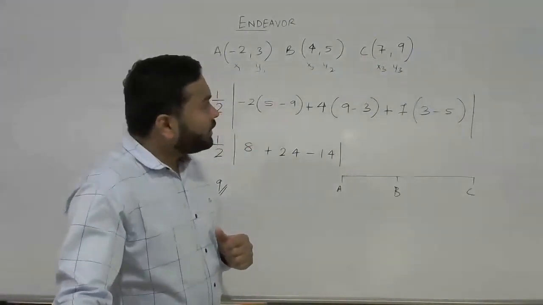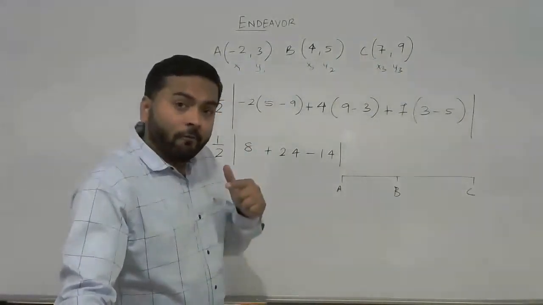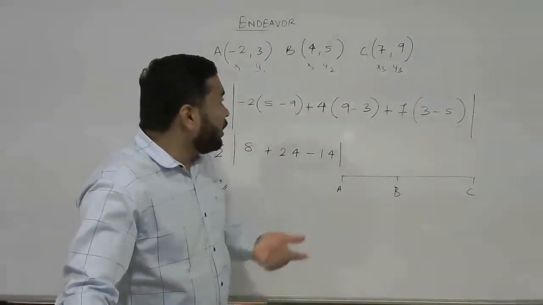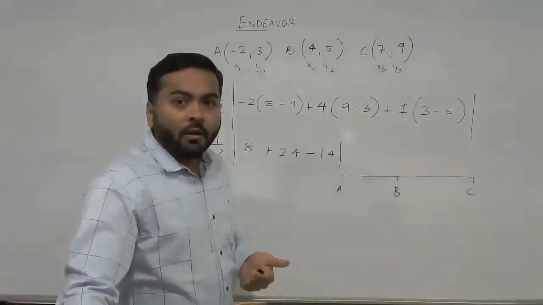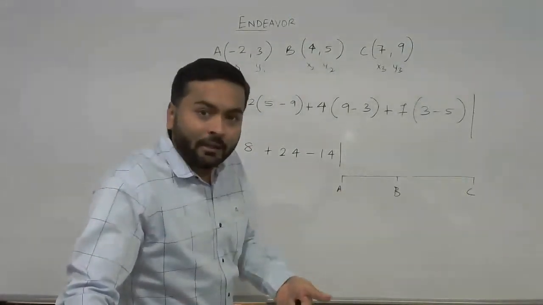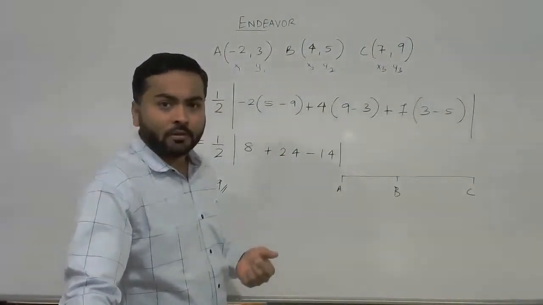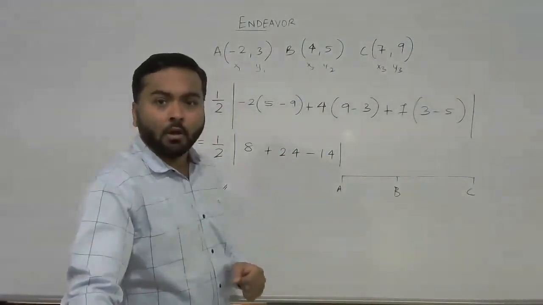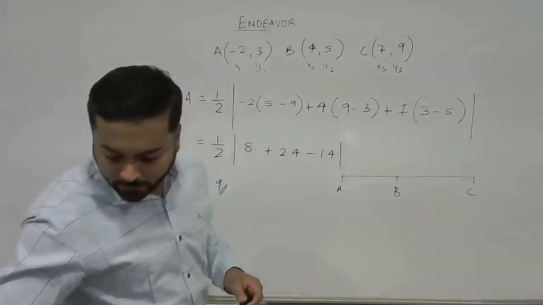Okay. Now, there is one more method by which you can find out whether the points are collinear or not. That's when we use the slope of a line. I will again take this question and we'll solve it with the help of slope. Great. So let's move ahead.